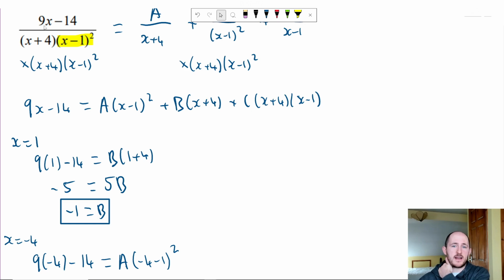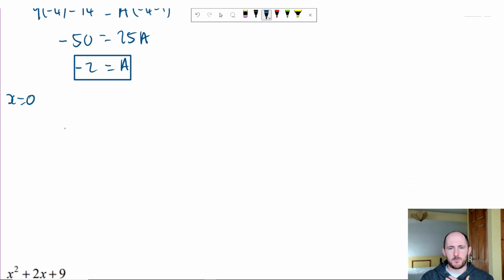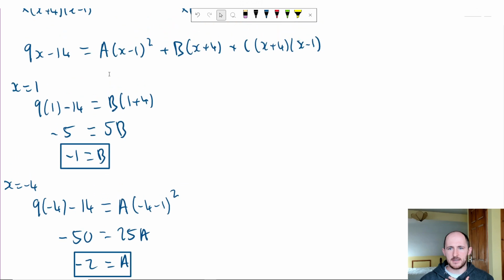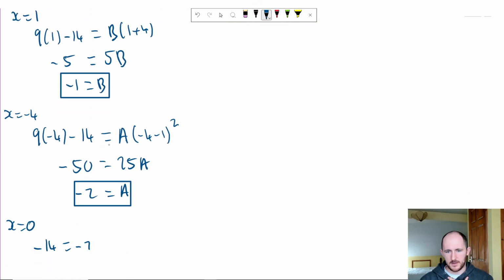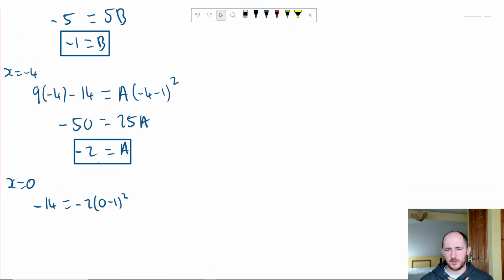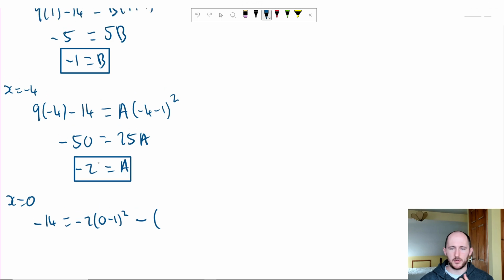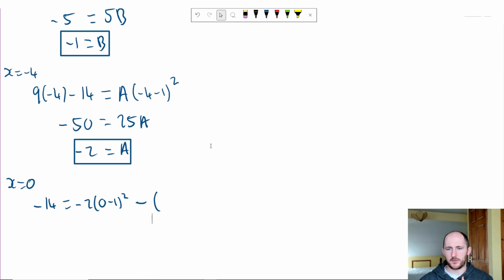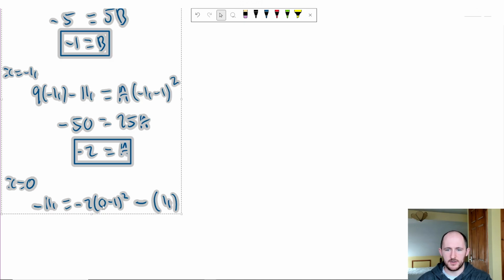Now imagine it was a quadratic, right? We have 2x squared minus 9x minus 14. That all goes to 0 except the minus 14. So personally, I like that. Then a is equal to negative 2, so I'm going to put negative 2 there. Then 0 minus 1 squared, then b is equal to negative 1. So we have minus, I'm not going to put the 1 because there's no point, 0 plus 4. So we have 4.